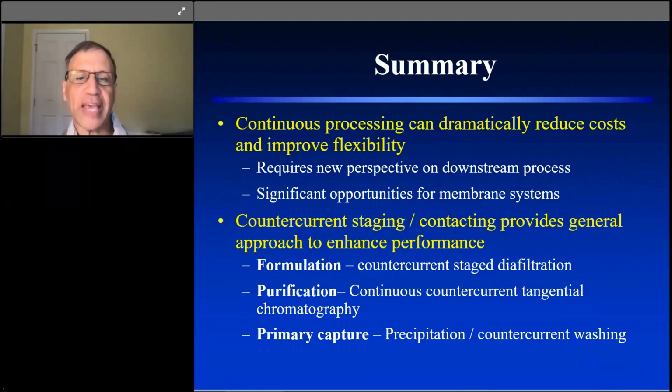The idea of using countercurrent contacting or staging is a general approach that can allow us to convert batch membrane systems into continuous membrane systems. And I've given you three examples, one for formulation using a countercurrent stage diafiltration, one for purification using a countercurrent tangential chromatography system, and one for antibody capture based on precipitation in combination with a membrane filtration step.